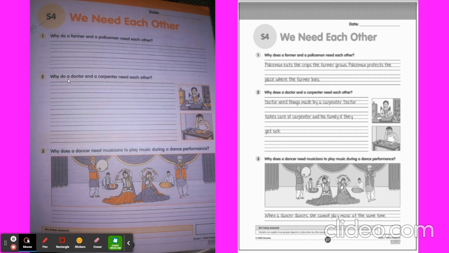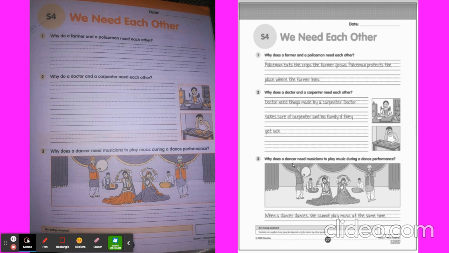Why do a doctor and a carpenter need each other? We have seen already in the content book. The doctor needs things made by a carpenter. The doctor takes care of the carpenter and his family if they get sick. So, a doctor and a carpenter also need each other.